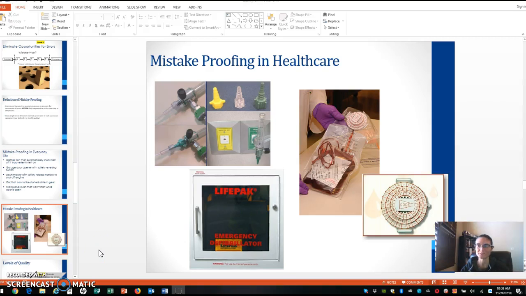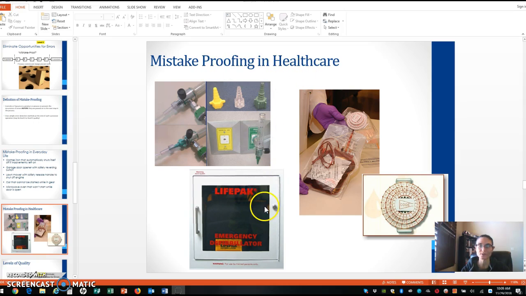Hey guys, you've given some really good examples of some redesigns in your posts. And so I wanted to share some things that I often share with my clients when we're talking about human factors and how to redesign things. So you'll see here on my screen this mistake proofing in healthcare.